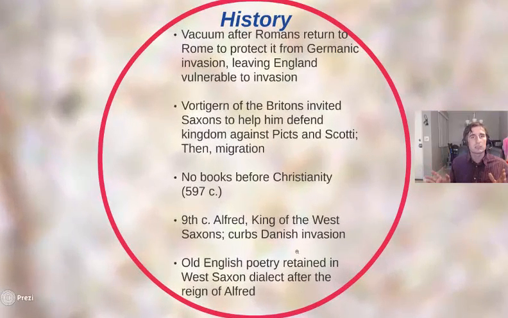So after the Romans returned to Rome, there is basically a power vacuum to protect it from the Germanic invasion, leaving England vulnerable to invasion. So the Britons are basically having a moment of panic as far as, what are we going to do? Our protectors, the Romans who built all these roads for us, are leaving, and there's the Picts and the Scotti tribes who are threatening us.